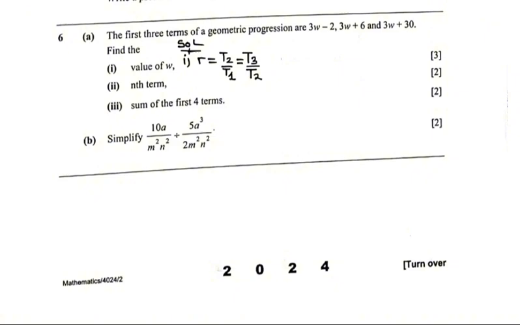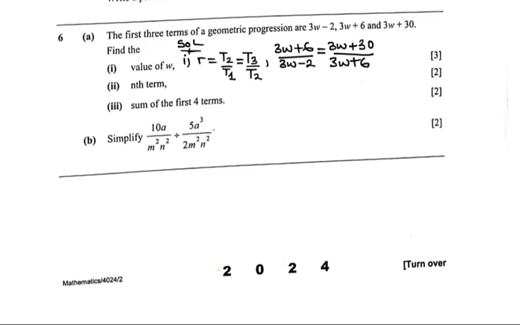Now we are going to use the fractions that we've come up with here to calculate the value of w. So we are using the common ratio concept. T2 is 3w plus 6, so 3w plus 6 is going to divide by 3w minus 2. That is on the left side. Then on the right side, 3w plus 30, which is the third term, will divide by 3w plus 6, the second term.